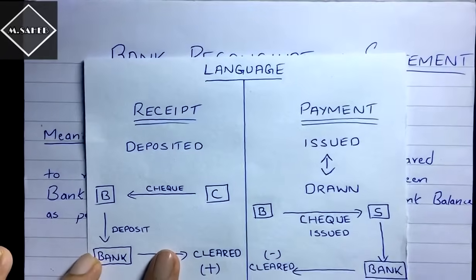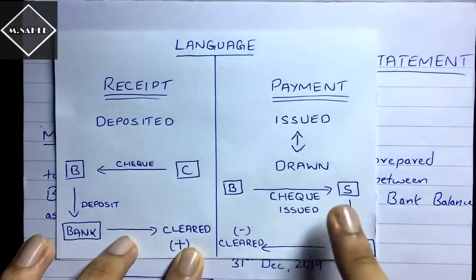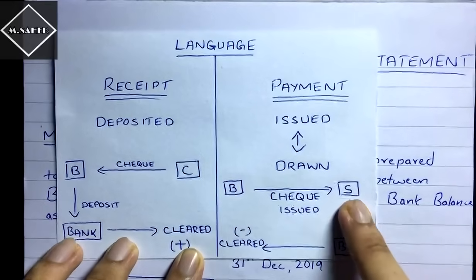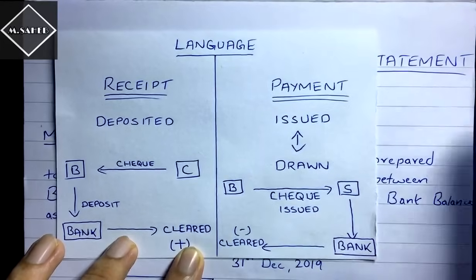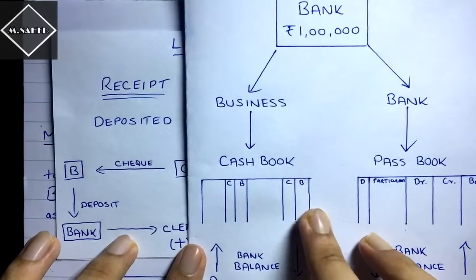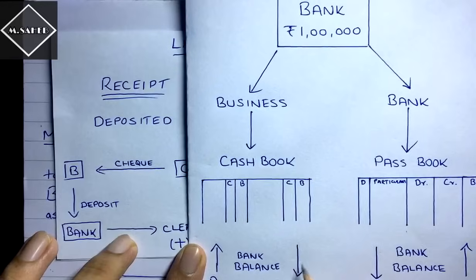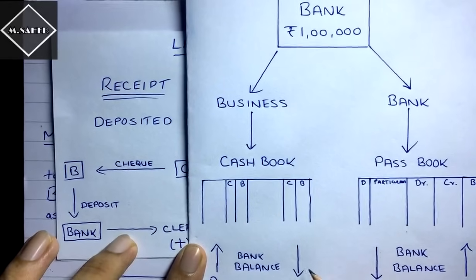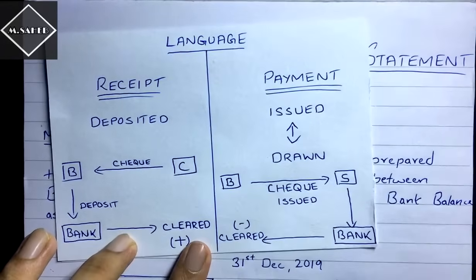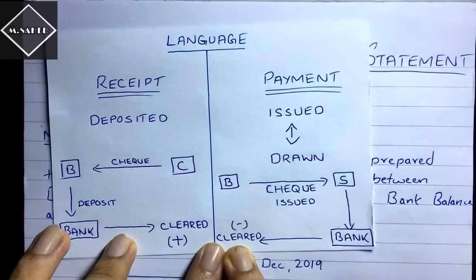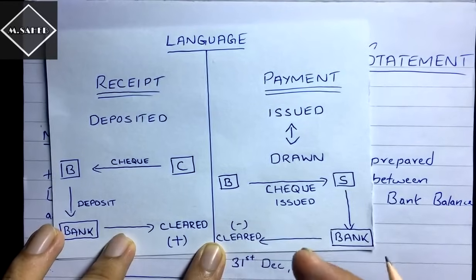All right, and then in case of a payment, for example, the business made a payment to the supplier. So the check was issued. Now we have given the check to the supplier, so immediately our accountant recorded in the cash book that we have made payment to the supplier. So our bank balance has been decreased by 5,000. In that example, our bank balance has been decreased by 5,000, but in the bank's books it will remain the same until the check is cleared, which will take 2 to 3 or 3 to 4 days.